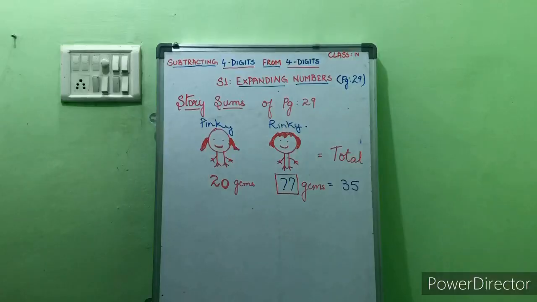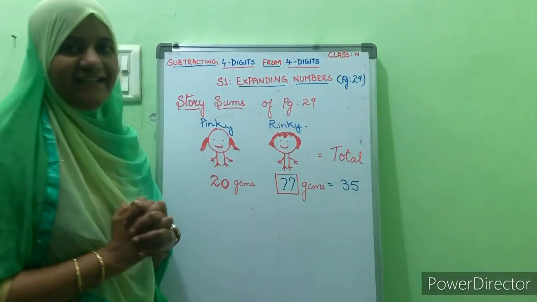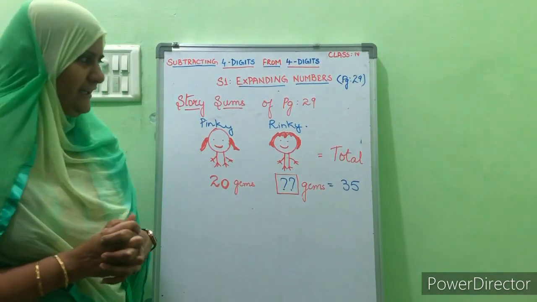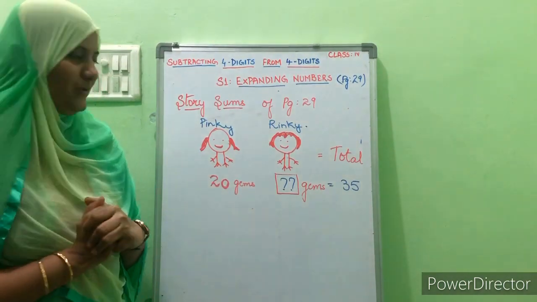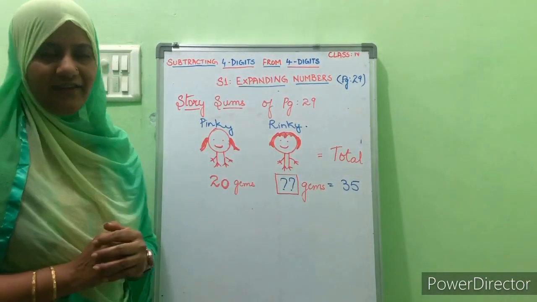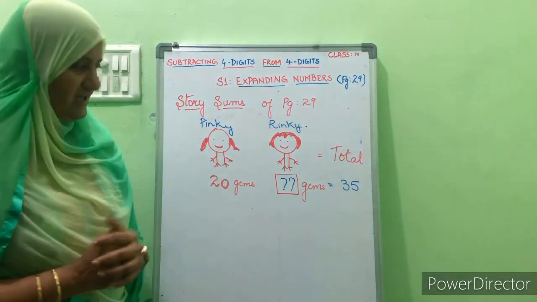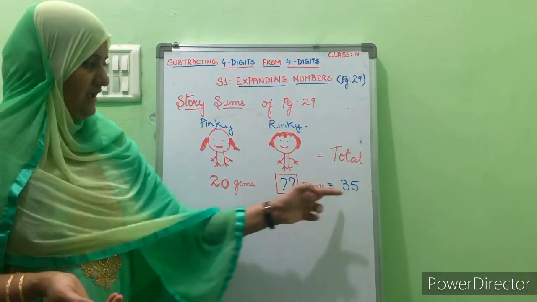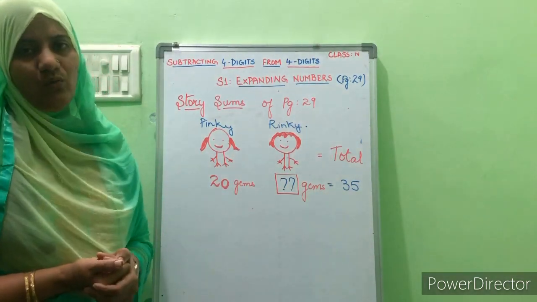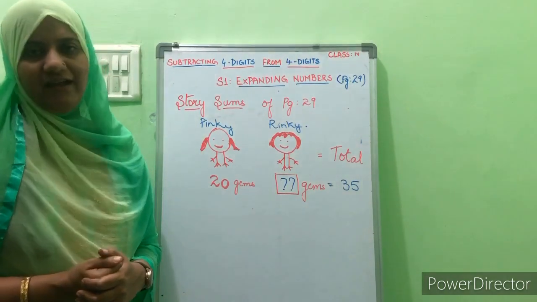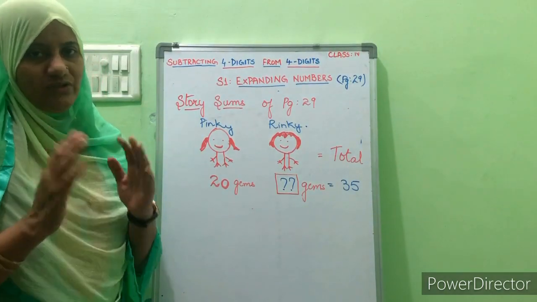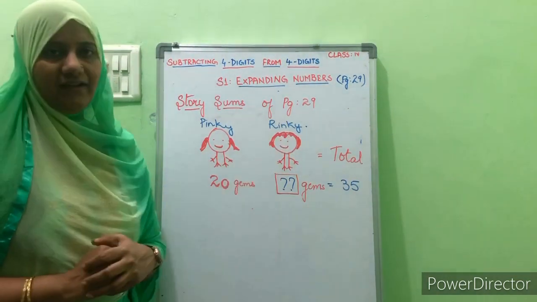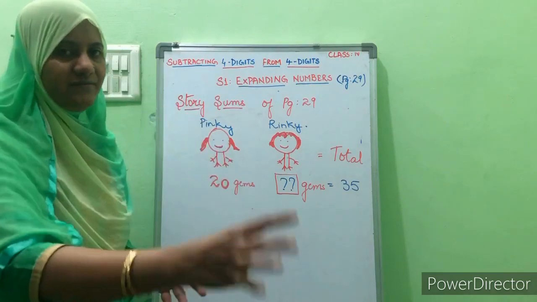Okay, children? So children, let us start solving the story sums of subtraction. Here, I created a story for you. This is Pinky. This is Rinky. Pinky has got 20 gems. Rinky doesn't know how many gems she got because she did not count. Total gems with her mama were 35. Okay, children. Mama has total 35 gems. She gave Pinky 20 gems and Rinky does not know how many gems mama has remaining.